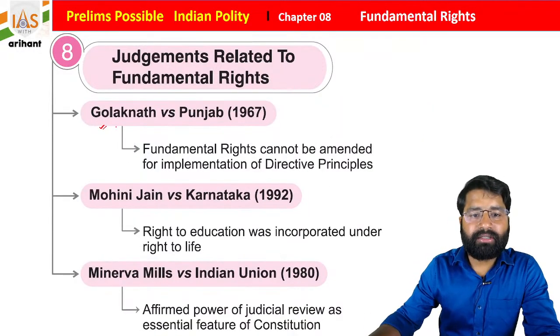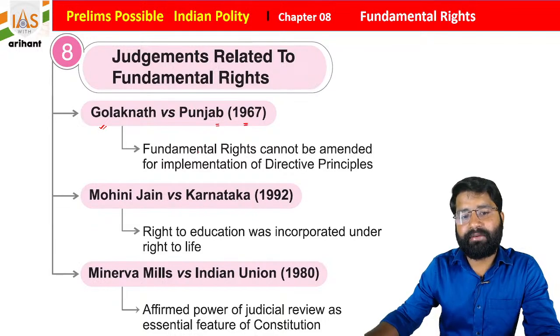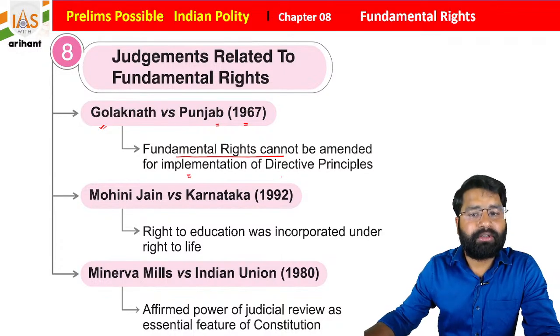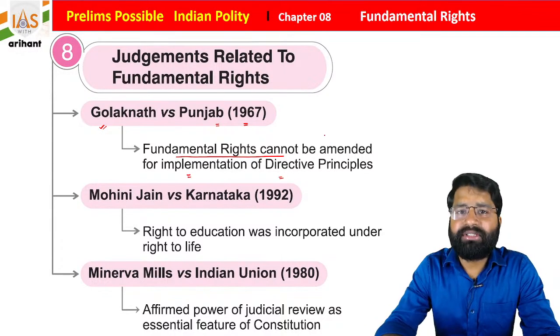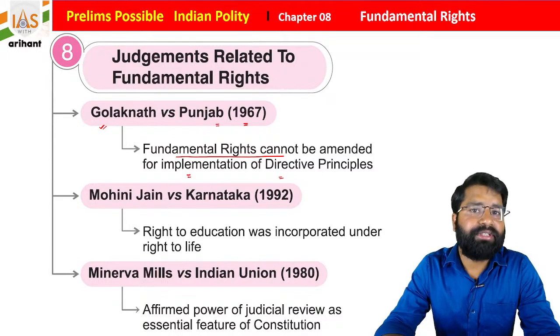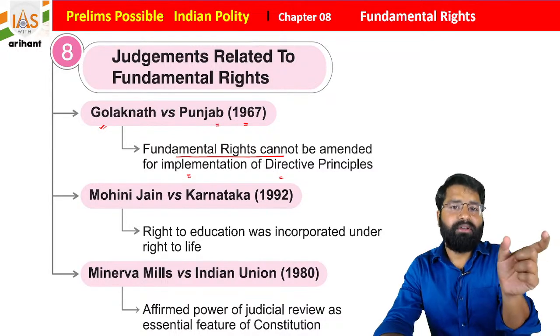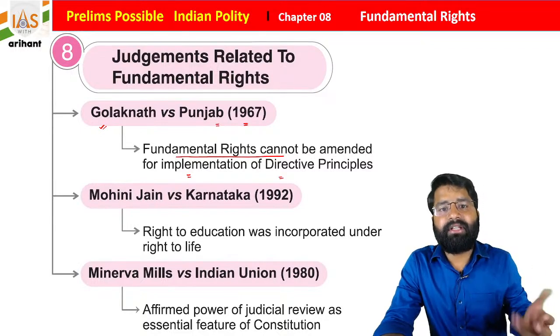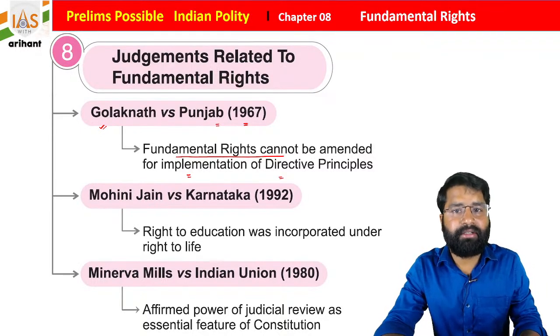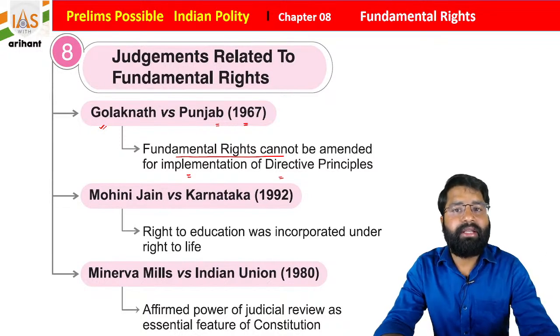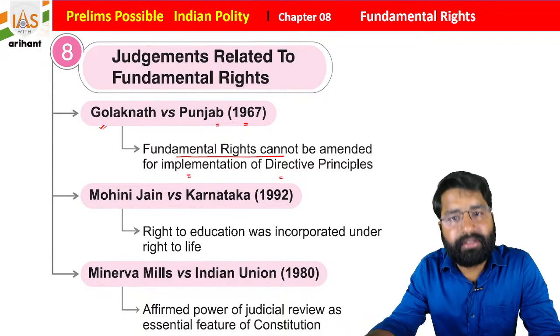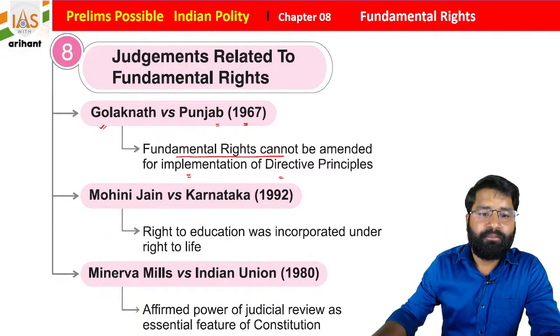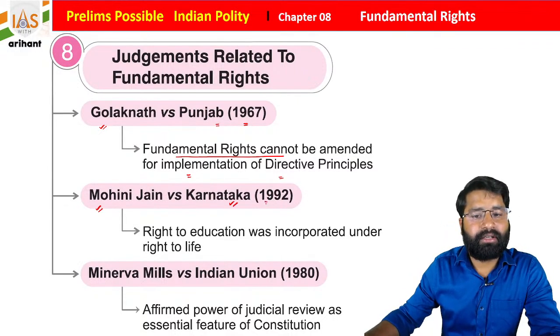After that, Golaknath versus State of Punjab in 1967. Here they mentioned that fundamental rights cannot be amended for implementation of directive principles, and students, in that case also the Supreme Court forbade the amendment of the Indian Constitution, because initially there was no provision that Parliament will modify the Constitution. But after that, students, the 24th Constitution Amendment Act 1971, where they modified Article 368, by the Indira Gandhi government.